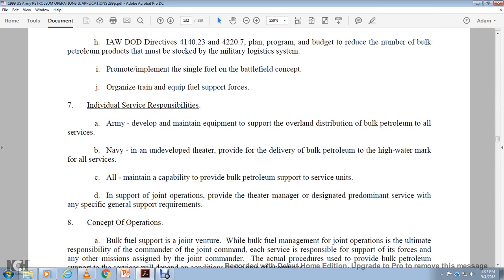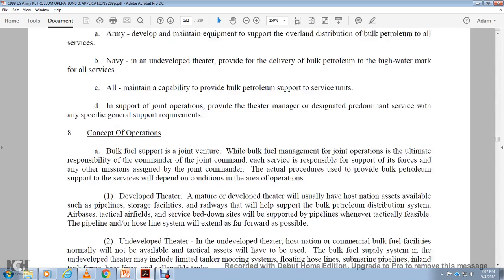support services. Individual service responsibilities: the Army develops and maintains equipment to support overland distribution of bulk petroleum, and all services; the Navy develops the theater capability for the delivery of bulk petroleum and the high water mark. All services maintain the capability to provide bulk petroleum support. The services, in support of the joint operation, provide the theater manager with the designated predominant service any specific general support requirements.